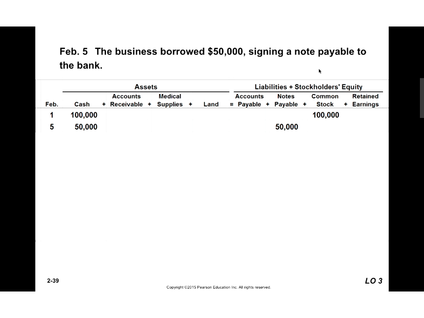The transaction that we're recording for all of these, if you're wondering why we just randomly put the $50,000 there, is listed at the top of the screen here. The business borrowed $50,000 signing a note payable. So every transaction, the top of the screen is going to change. So that's where we got the $50,000.